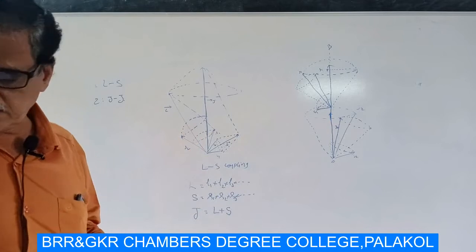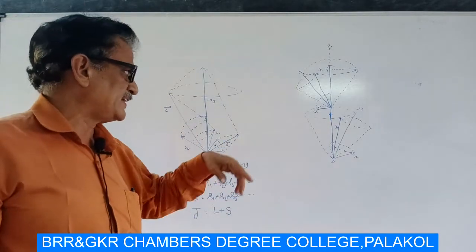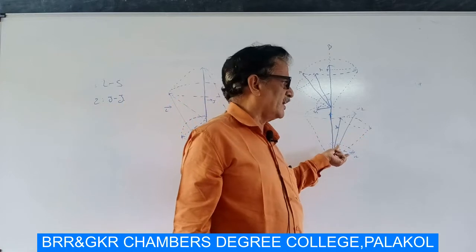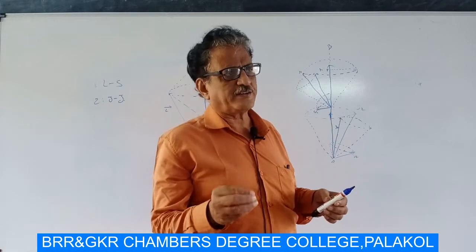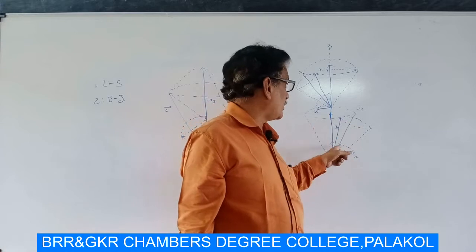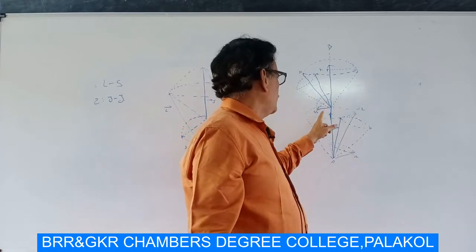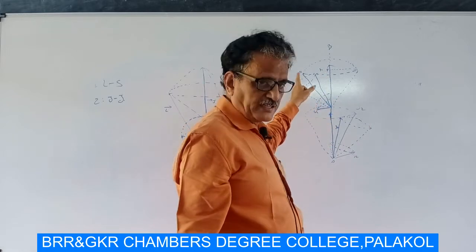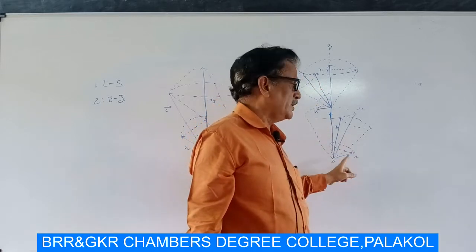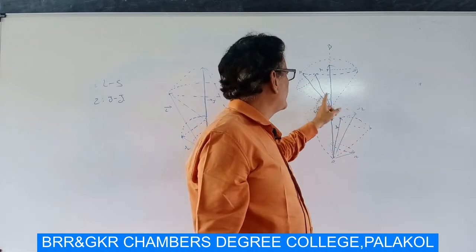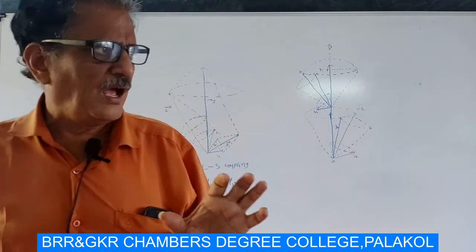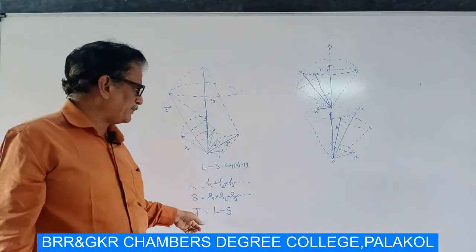The second coupling is named JJ coupling. In this coupling, we consider the total angular momentum of each individual electron in an atom. Say, for example, there are 2 electrons in an atom. For the first electron, L1 and S1 give the resultant J1. Similarly, for the second electron, L2 and S2 give the resultant J2. The sum of J1 and J2 gives the resultant angular momentum of the atom.